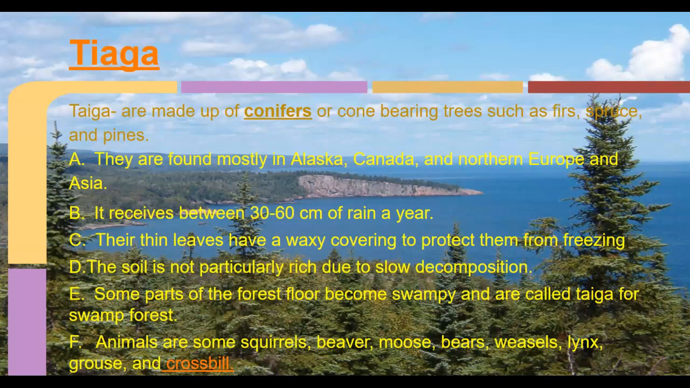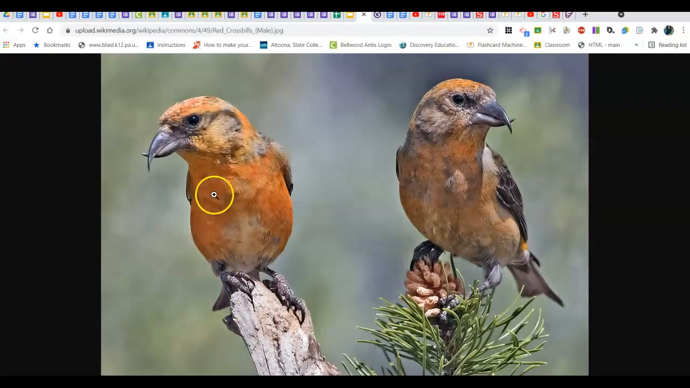Some of the animals that you'll see in the taiga: squirrels, beaver, moose, bears, weasel, lynx, grouse, and this thing called the crossbill. The word conifer means cone bearing, so pine cones is what they're referring to. And if we click this link here, here's our crossbill. I found just a picture of one. These are very highly adapted, and these beaks are literally what they use to pry open a pine cone and get the seeds out.